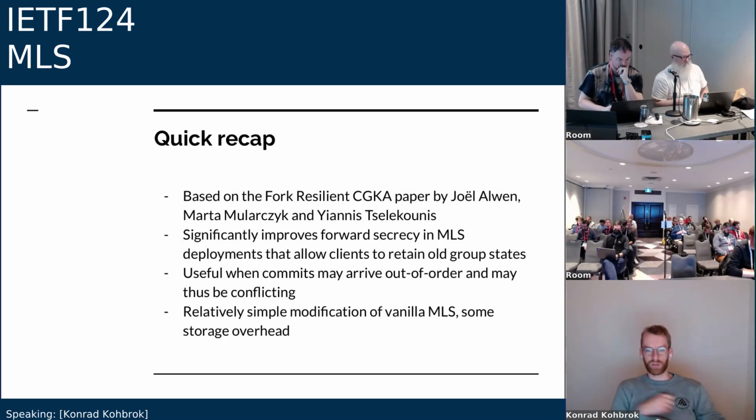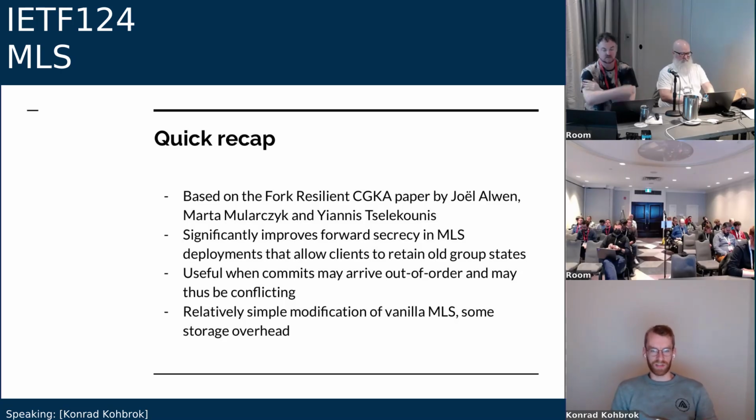And that's generally not great for forward secrecy because you need to keep around old group states if you want to process these out of order commits. And this paper by Joël, Marta, and Yiannis has a nice trick of using a puncturable pseudorandom function (PPRF) to get nicer forward secrecy in these cases. Other than that, it's relatively vanilla MLS, but the PPRF comes with some storage overhead. Next slide, please.